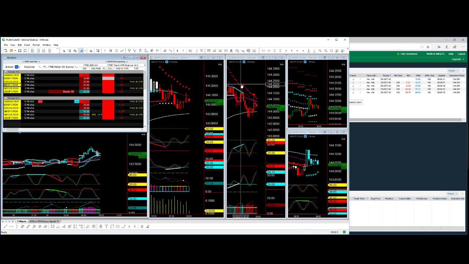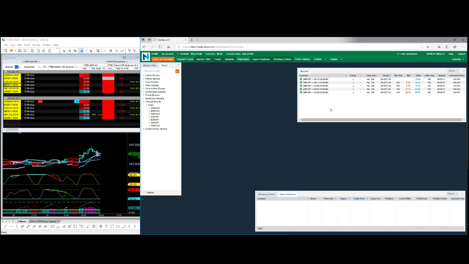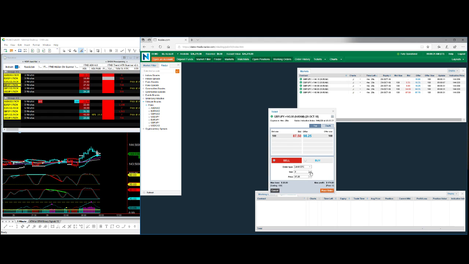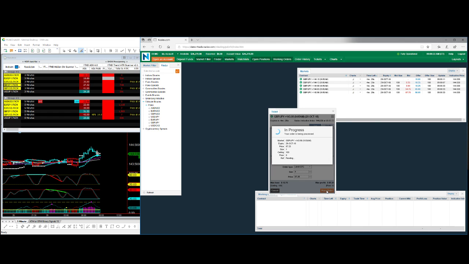And this one, you're getting hidden divergence to the downside, which means more than likely it's going to break the ATR over here on the 5 minute. 144.03 is where it's trading. We're going to do one contract here at $12.75 a risk.